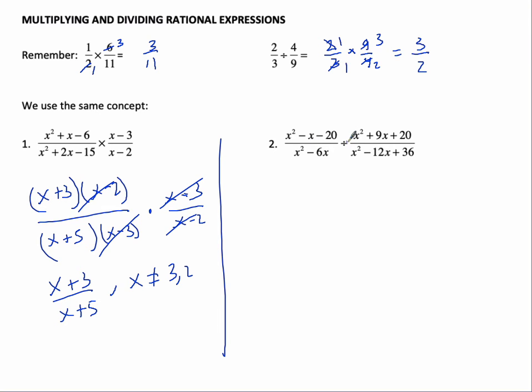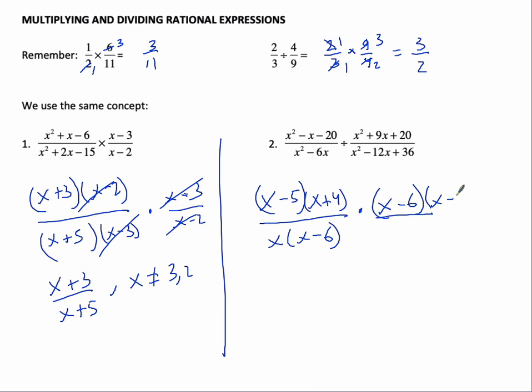For dividing, we're going to multiply by reciprocals, but let's also factorize everything while we're doing it. Let's factorize this numerator to x minus 5, x plus 4. The denominator is going to be x times x minus 6. I'm going to multiply by the reciprocal, so this expression is going to be on top. That factorizes to x minus 6 times x minus 6. And the denominator is now going to be x plus 4, x plus 5.